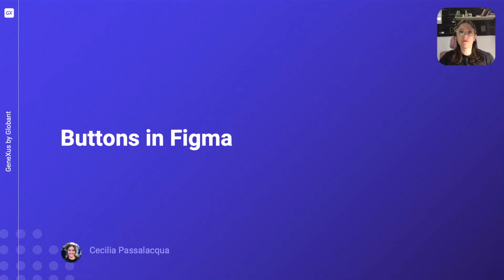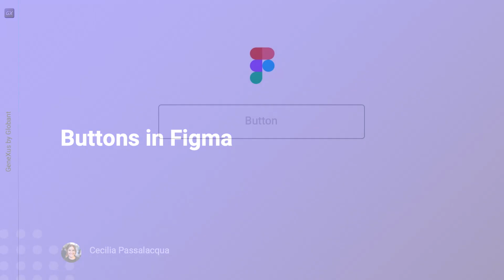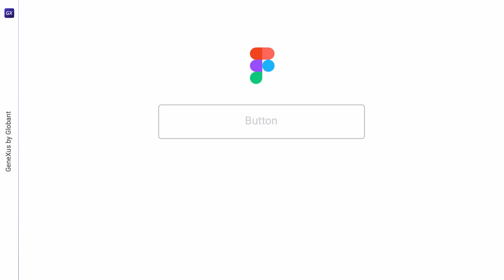In this section, we'll be talking about buttons, what I have to take into account to build them in Figma, and how to generate their variants. Let's start from this concept. In Figma, there's no button element as such. It's built from two elements, a frame container and a text layer.